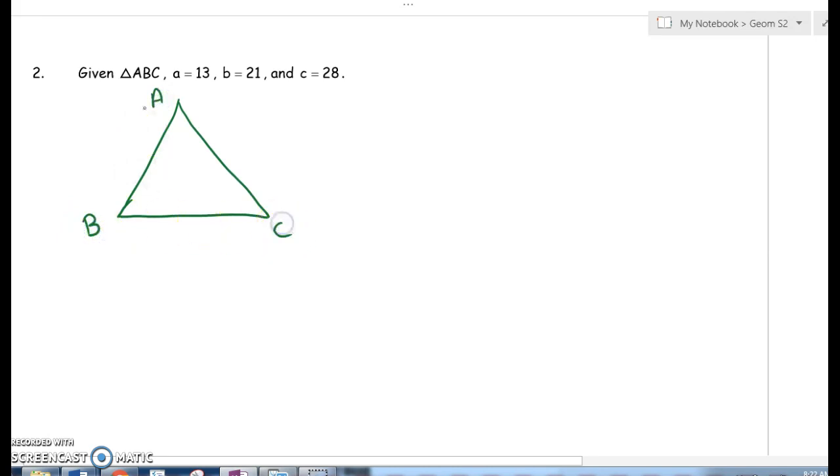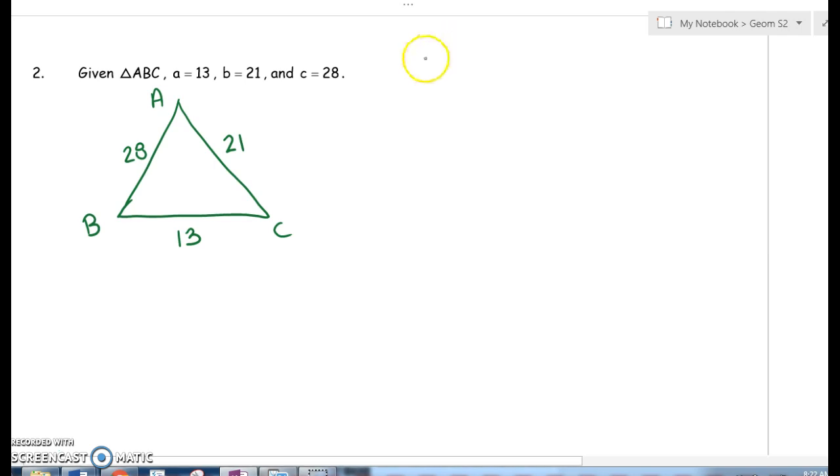We got ABC. Across from angle A is side A, which is 13. Across from angle B is side B, which is 21. And across from angle C is 28. So we have these three sides, and we have no angles. So what we're going to do is solve for an angle. And you can solve for angle A, angle B, or angle C first. It really doesn't matter. I'm just going to do A because I'm going to go in alphabetical order.